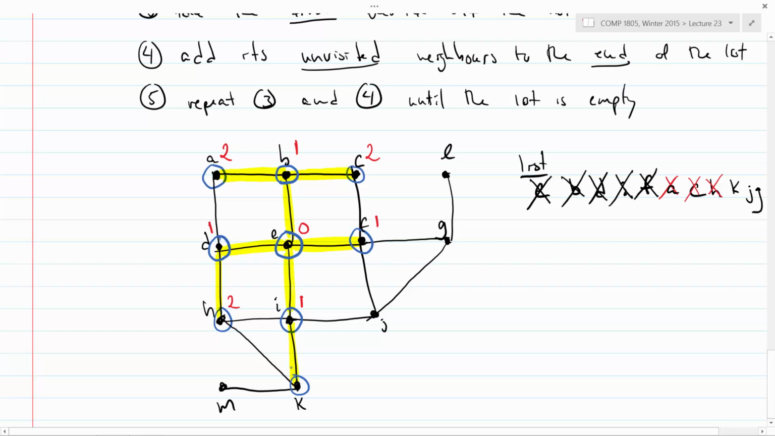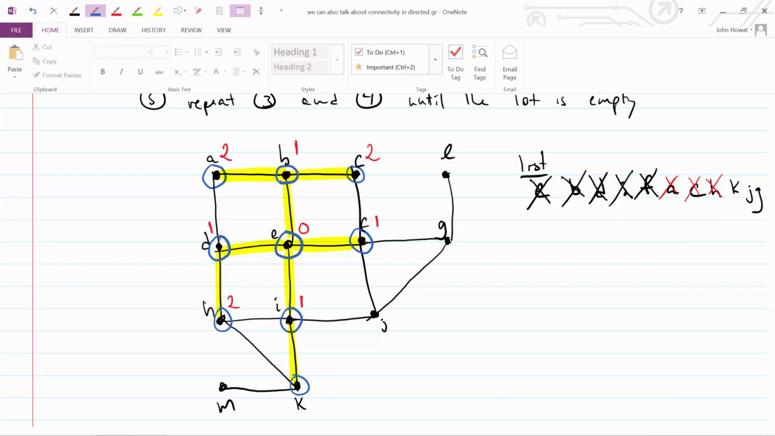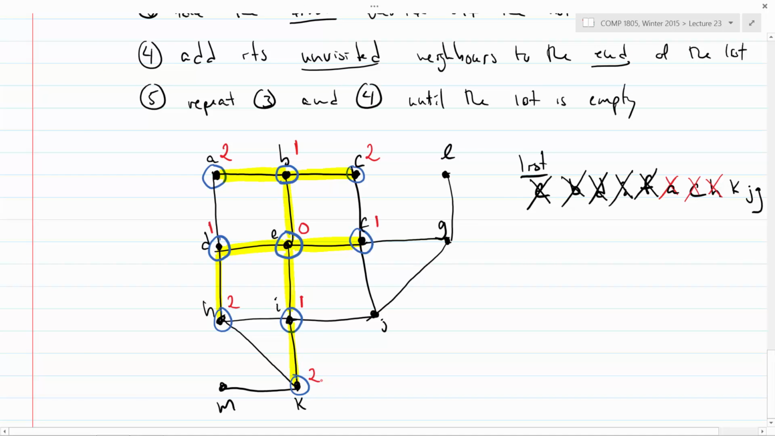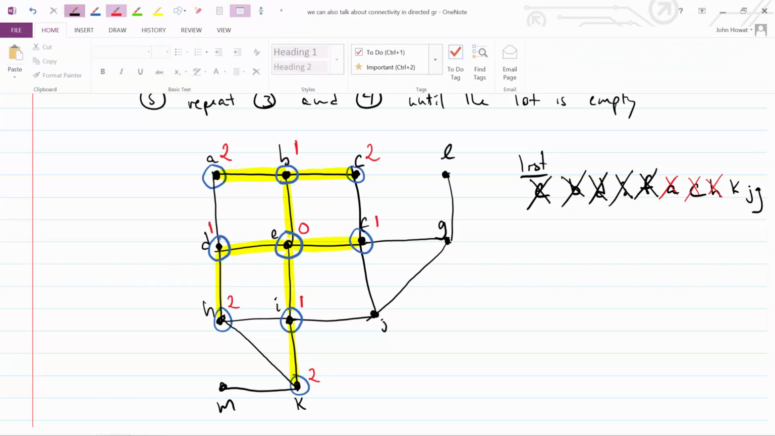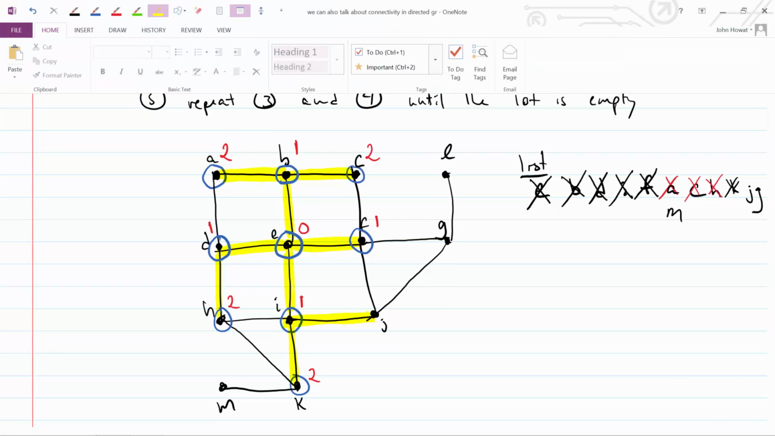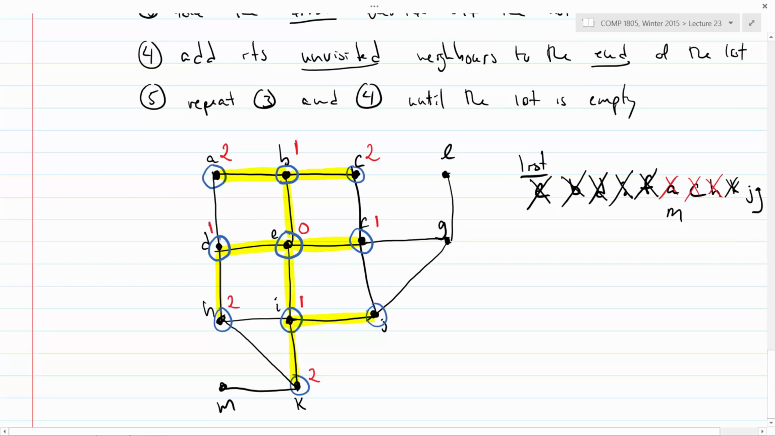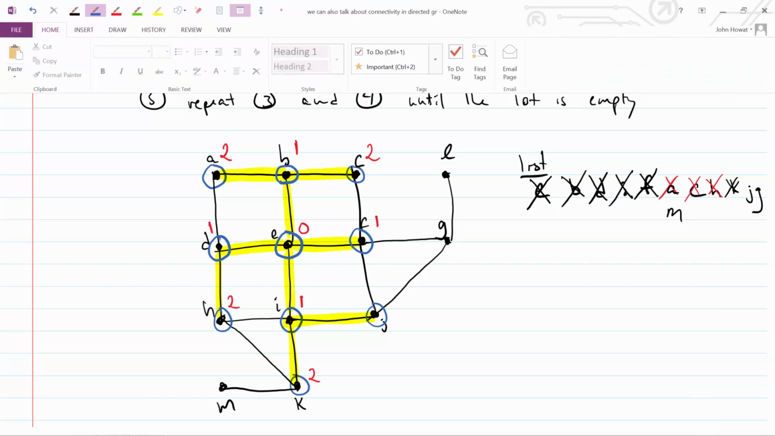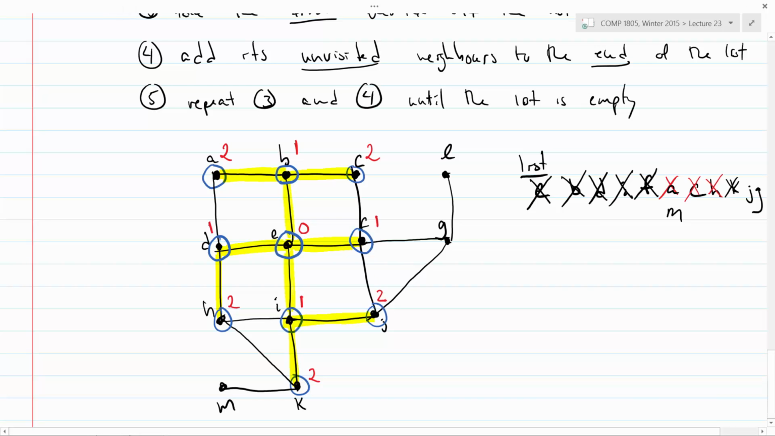So now I visited K. K takes 2 edges. And now I add in M to my Q. So now I'm done with K. So I go to J. J I got to from F, or no, from I. So I add that. Now I visited J. And I visited it with distance 2.